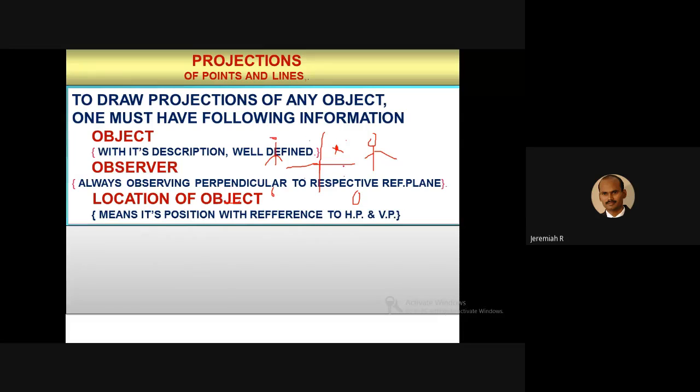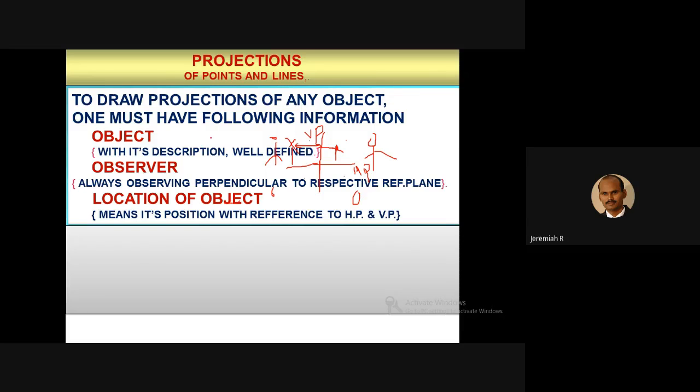This is called HP, the horizontal plane. This is called VP, the vertical plane. A point here is above HP and in front of VP. But if the point is here, it is above HP only, but behind VP, like this. So that is the location of the object.